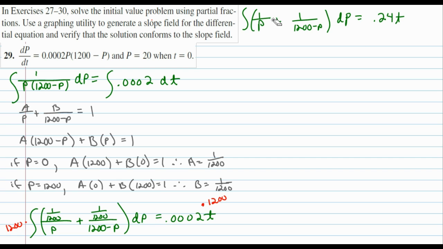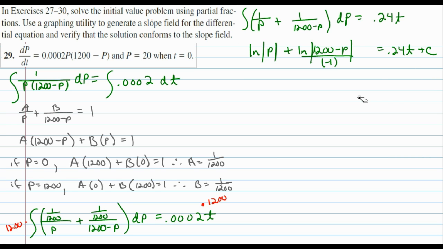So I'm going to take the antiderivative of both of these pieces. So I have the natural log of the absolute value of p plus the natural log of the absolute value of 1200 minus p, and then of course divided by -1 because I have to divide by the derivative of 1200 minus p, which would have been -1. And then I have equals 0.24t, and then don't forget that plus c.